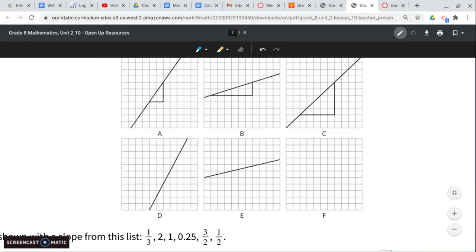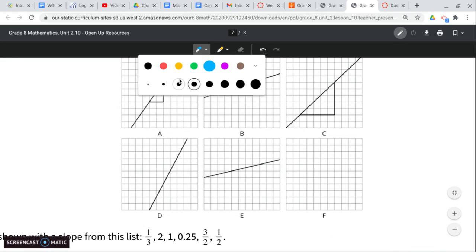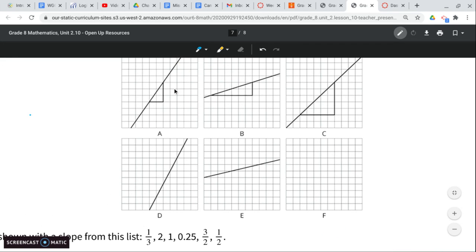Okay, so let's look at the ones that have the slope triangles first. So here we have 2. Here we have 1, 2, 3. Remember, slope is always vertical over horizontal. So what's our slope? 3 over 2. So that one's gone now.